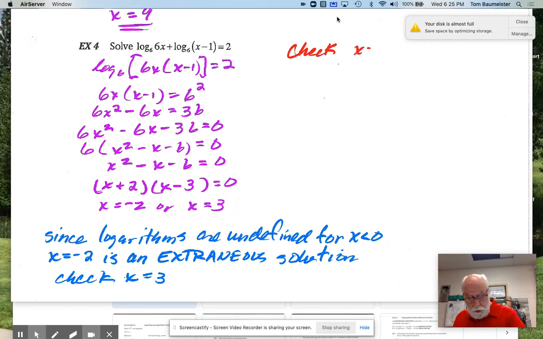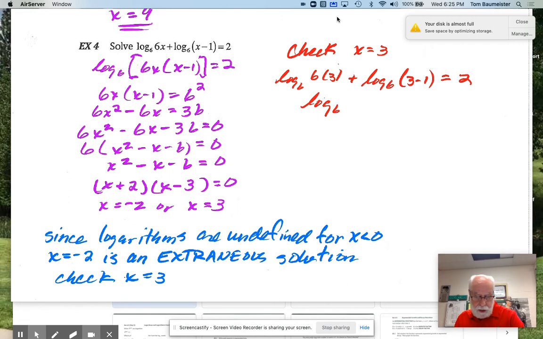x is equal to 3. So I'm going to plug it into my original equation, which is log to the base 6 of 6 times 3 plus log to the base 6 of 3 minus 1. Again, our question is, does that equal 2? So if I do this one, I'll have log to the base 6 of 18 plus log to the base 6 of 2.